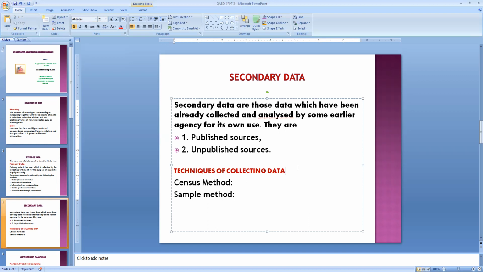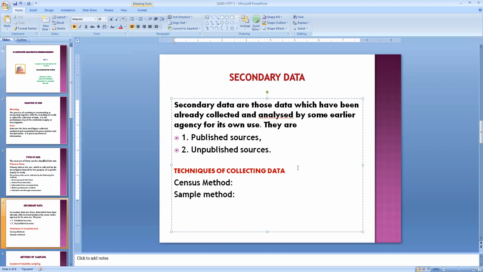And in the case of secondary data, we come across two types of sources. One is in the form of published sources, and another is in the form of unpublished sources. What does published source of data mean? Published sources of data are those published in personal records. It may be death certificates, census, or other publications. These are all examples of published data.